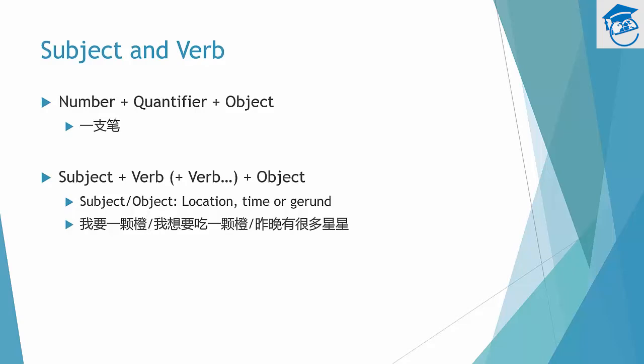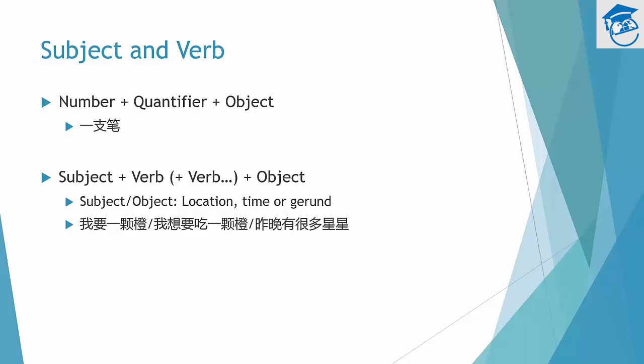And of course, if there are many verbs, you just have to add another verb after the verb that you want to express. So for example, 我想要吃一颗橙. It has a series of verbs, 想要吃. And for subject or object, there is the 一颗橙 there.